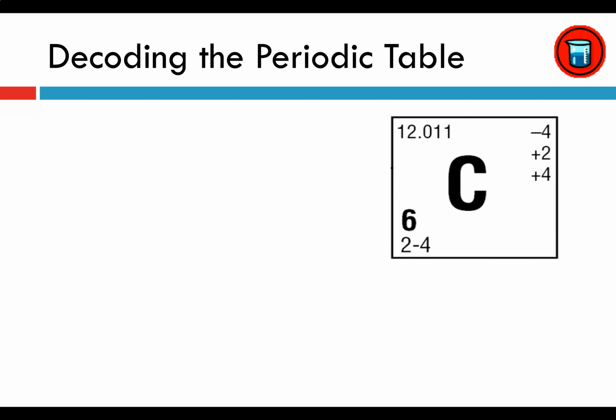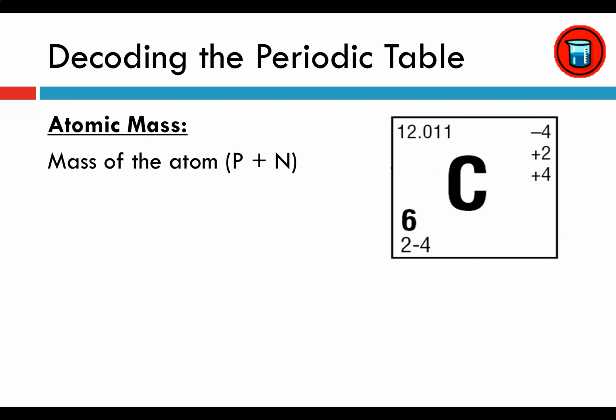Each element is going to be found in, I call it an element box. So I happen to have element number 6, C. You might recognize that as carbon. Which of those numbers in that box is the atomic mass? Yeah, it's the 12.001. It's the mass of the atom, and that's found simply by adding up the number of protons and the number of neutrons.